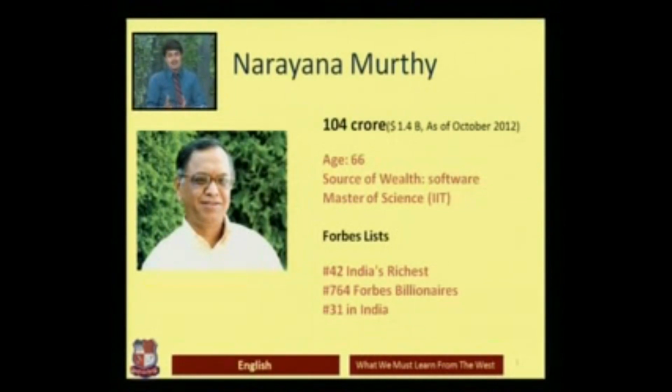Here are some fast facts about Narayan Murthy. His net worth is 104 crores. That is 1.4 billion American dollars. 104 crores rupees, right? No, sorry, dollars. Yes, these are dollars. So 1.4 billion dollars as of October 2012. So these are the recent facts.